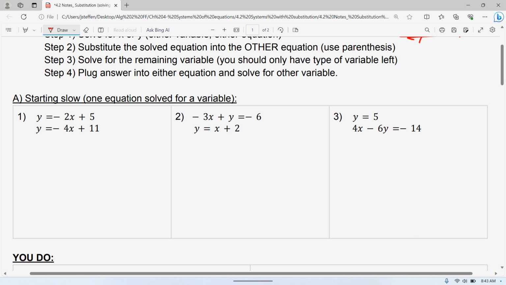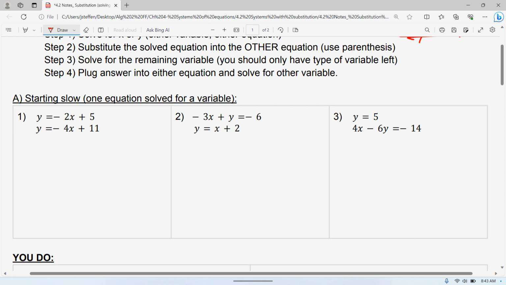Step 3, solve for the remaining variable. You should only have one type of variable left. Now, the reason I said only one type of variable is it doesn't matter if it's x's or y's, but it should be just x's or just y's. Then the last thing, once you have that one variable, we have to plug that into either equation to solve for the other variable. So once we have our x or our y, to find the other one, we sub that back in. So if that's still a little bit confusing, once we start doing this, I think you'll kind of remember. And again, I tried to break it down, and we're kind of starting slow, and we might skip around a little bit if we need to.